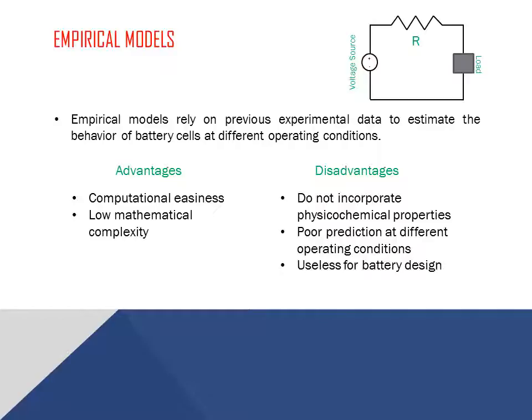Some of the advantages associated with this type of models are computational easiness and low mathematical complexity. However, the disadvantages are that they do not incorporate physicochemical properties, that they have poor prediction at different operating conditions other than those collected during experimentation, and that they are useless for battery design. Nonetheless, it is important to note that empirical models are widely used in the design of battery management systems.